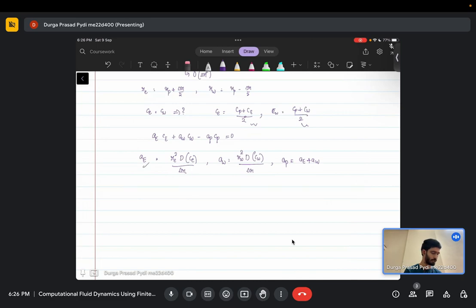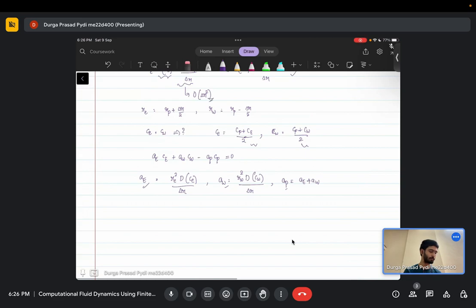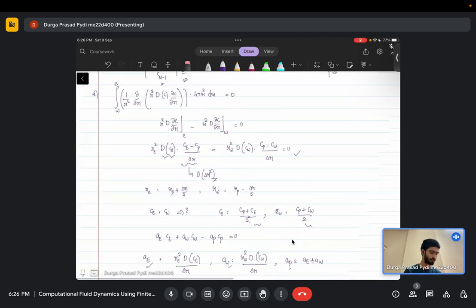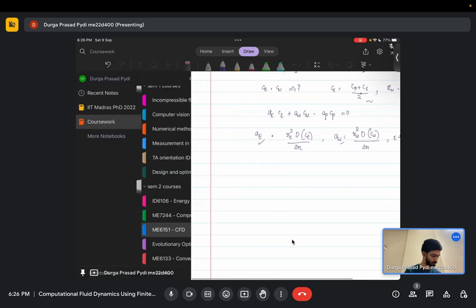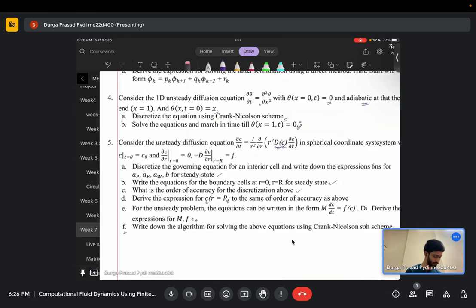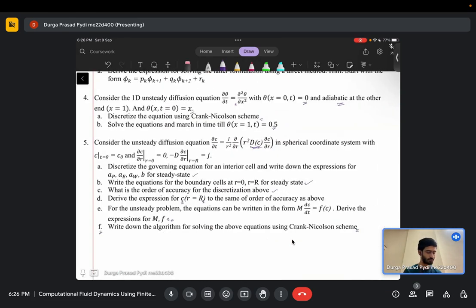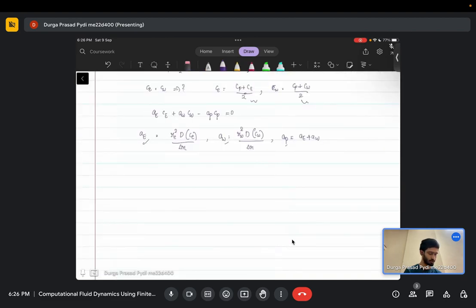So now that we know the values of AP and A west, the order of accuracy is already order of delta r square. So now how do we get the boundary value? This is the question we asked in the first place. The second part essentially asks you to write equations for the boundary cells. So we'll take the left boundary, my west boundary. This is my 0 cell. This is my first cell.